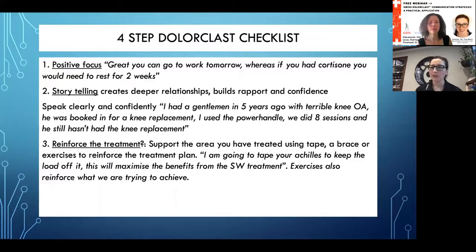So we also know that if we do shockwave with eccentric exercises rather than shockwave alone, we actually get better results. So I will always support with exercise.